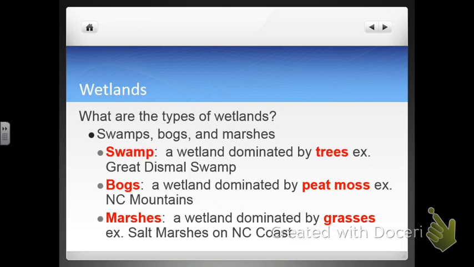Now, there are different types of wetlands. We have swamps, bogs, and marshes, and basically the dominant plant there is what determines what the wetland is called. If it is dominated by trees, it's called a swamp. So the Great Dismal Swamp has many bald cypress trees, which have those little knobby knees that grow out of the water. Their roots actually appear to be above the surface instead of below. You have bogs, which are dominated by a type of moss called peat, and the North Carolina mountains have a lot of bogs. And then marshes, all along our coastline, we have salt marshes. They're dominated by grasses.